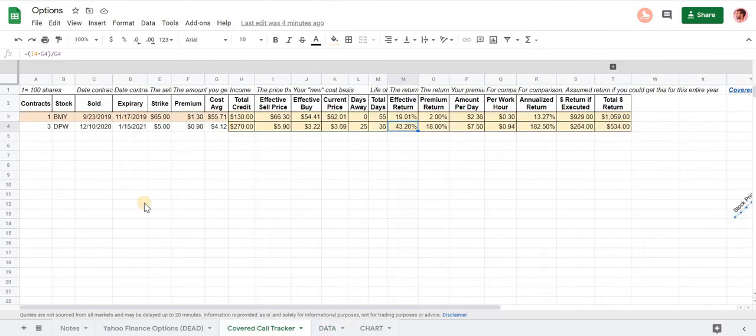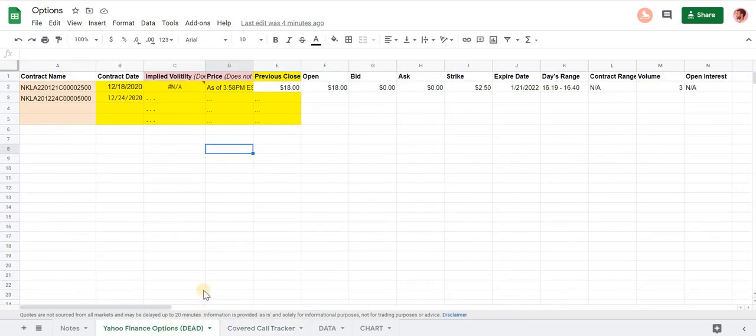Again, it's a simple tracker, it's nothing too complicated, it doesn't do any pulls, and I'm hoping that you can add to it if you want to, if you're doing a covered call strategy. And again, I do have another video that's going to be talking about all the issues with this Yahoo Finance options tab and a possible solution for it. It's not the best solution, but it's one that I think gets us in the right direction since we're not able to do it in Google Sheets anymore.